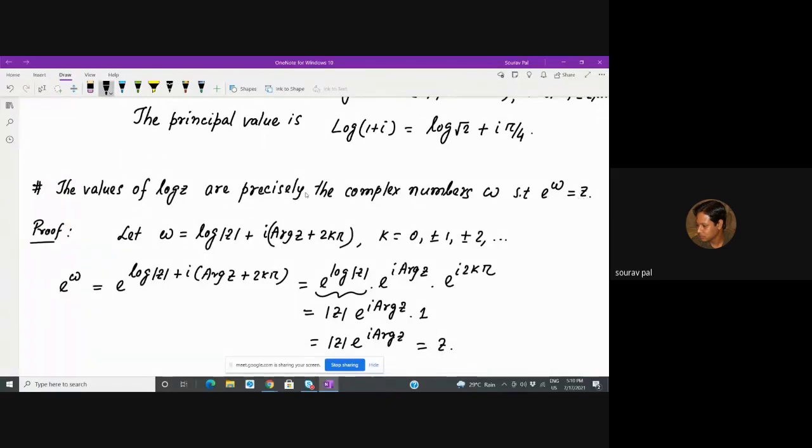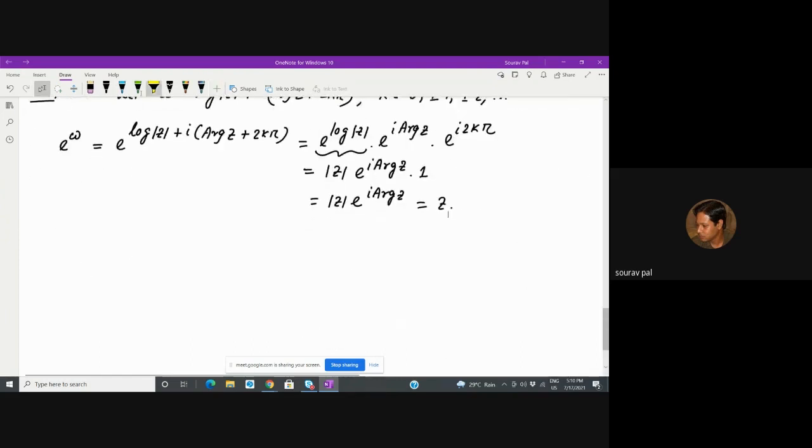Now the statement tells us that these are the precise values. How to prove that these are the precise values? Let us see the converse. Let W be U plus iV such that e to the W equal to z. Now we show that W actually has this form: log mod z plus i arg z plus 2k pi. This can be verified very easily.